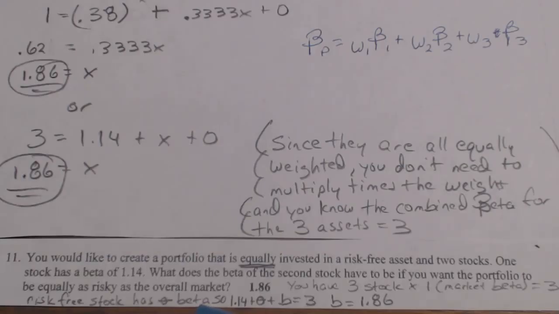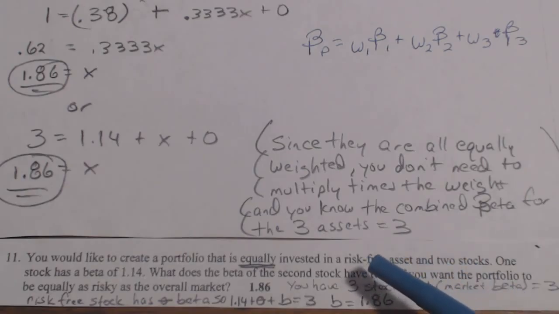If you have a beta of 0.5, remember beta represents risk relative to the market. So the overall market has a risk of 1. If your beta is 0.5, you have half the risk of the overall market. If your beta is 2, you have twice the risk of the overall market. Okay, but the overall market beta is 1. So in this case, you know that you want your portfolio to equal 1. And so these three assets are going to have to average 1 for their risk.